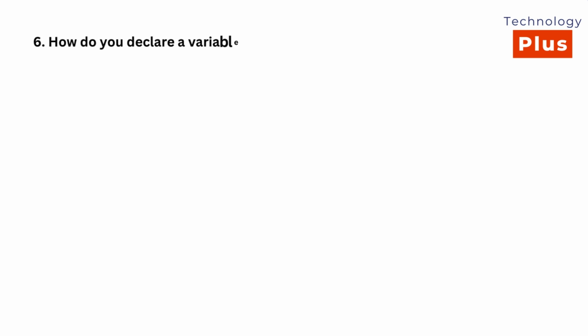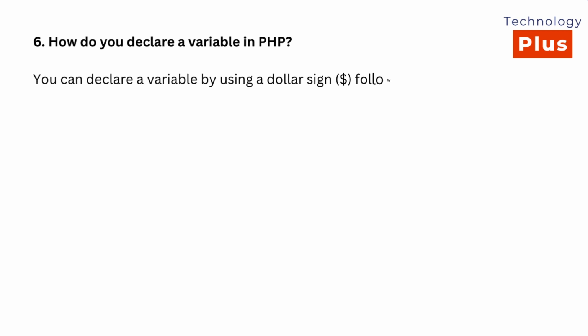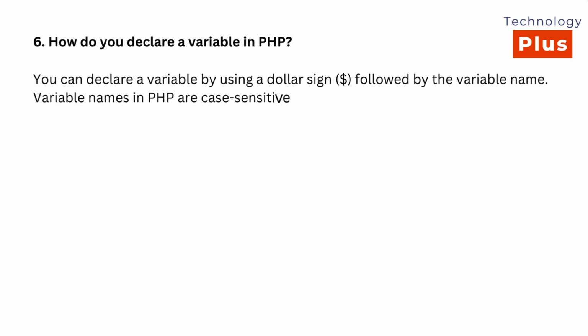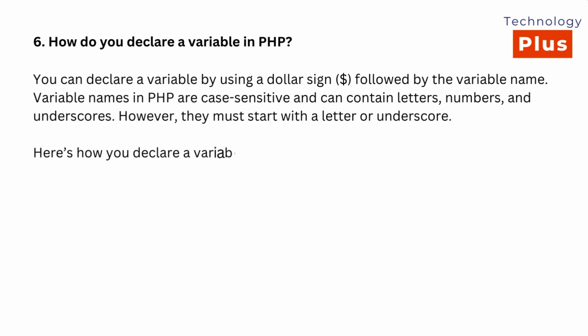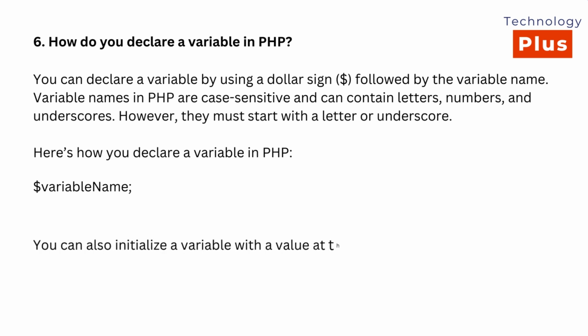How do you declare a variable in PHP? You can declare a variable by using a $, followed by the variable name. Variable names in PHP are case-sensitive and can contain letters, numbers, and underscores. However, they must start with a letter or underscore. Here's how you declare a variable in PHP. You can also initialize a variable with a value at the time of declaration.